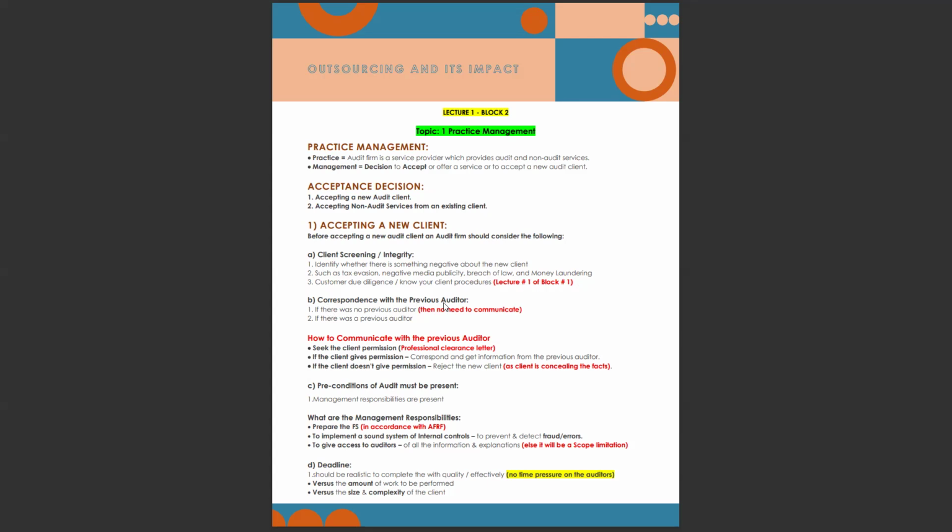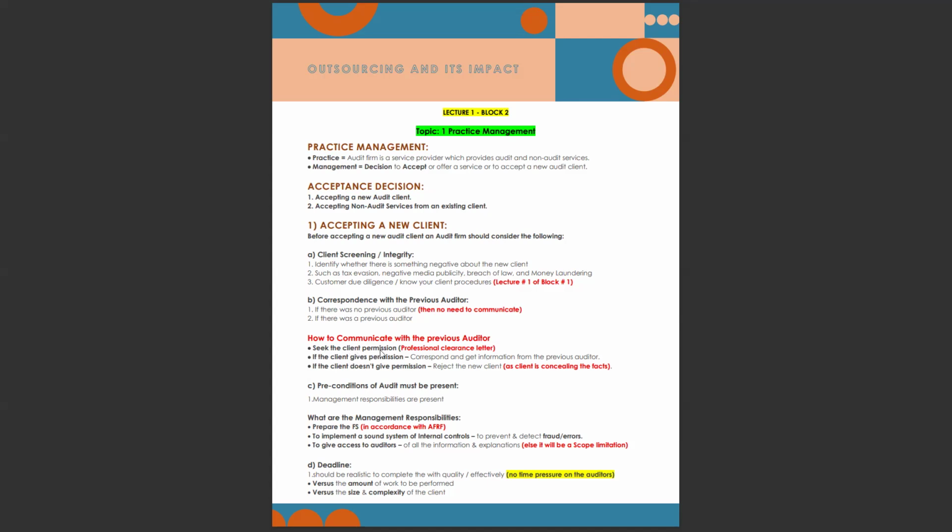Point B, correspond with the previous auditor. This is our new client. It means last year audit was done by another auditor. So we have to communicate with the previous auditor to ensure whether there is something about this client. Most of the time, we communicate with the predecessor or previous auditor to obtain further information about the client. If there was no previous auditor, of course, we can't communicate. If there was a previous auditor, how do we communicate with the previous auditor?